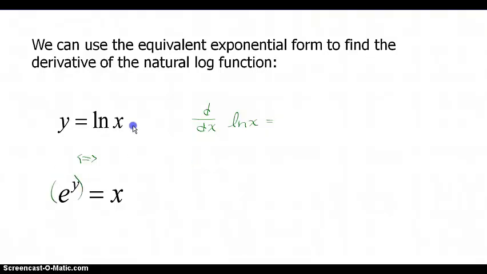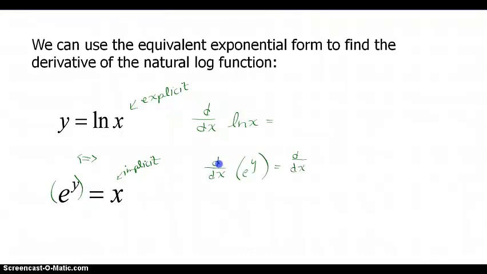And this is the explicit function. And when we put it in its equivalent exponential form, this becomes an implicit function. So we're going to implicitly differentiate. So we want the derivative with respect to x of e to the y, and that must equal the derivative with respect to x of x. So I've taken the derivative, done the same math operation on both sides of the equal sign here.